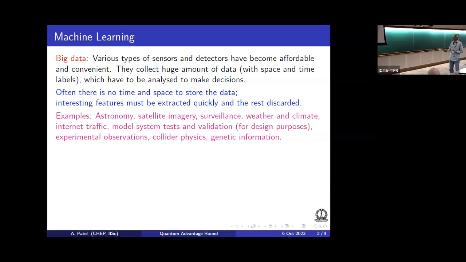The examples are widespread in astronomy, satellite imagery, all kinds of surveillance, weather, climate, internet traffic, all kinds of model systems for design, observations running from condensed matter physics to high energy physics, and even biology. Huge amount of stuff is there. Can you make some reasonable extraction of useful information out? It is a kind of situation where things are like use it or lose it. It depends on your capability.